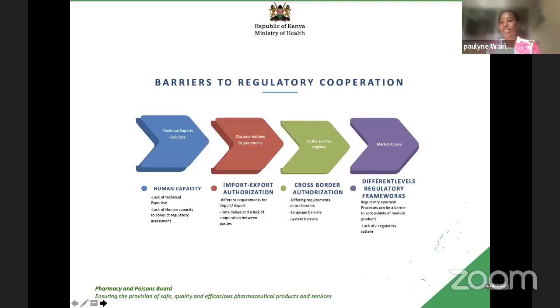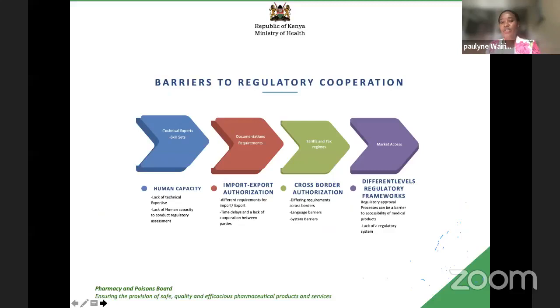We need to be able to retain our skill sets in the African continent in order to build capacity and to build the requisite pool of human resource to do the work that national regulatory authorities need.